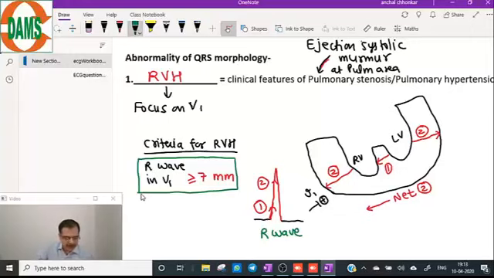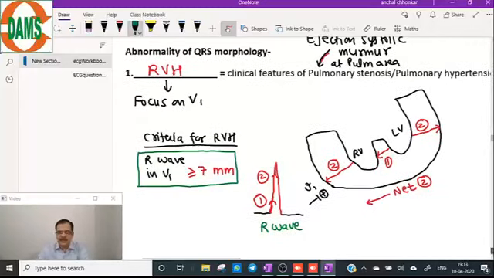What will happen if the enlarged RV is not bigger than the LV? Even then you will get an R wave. So this is the first abnormality. Now come to the second abnormality.